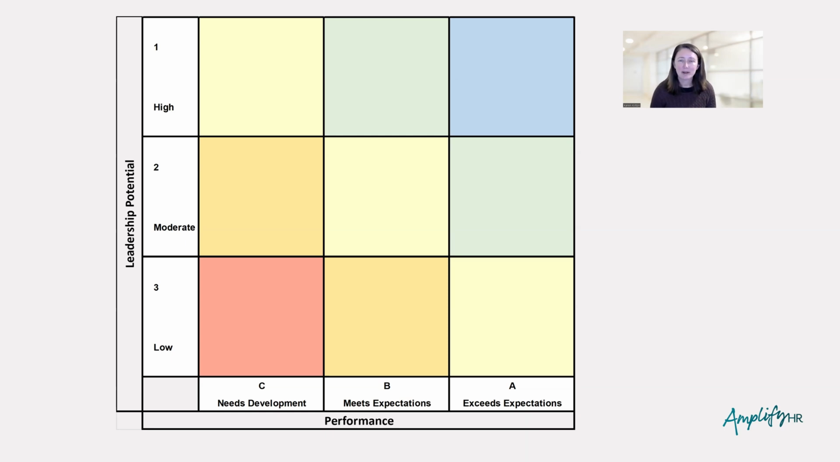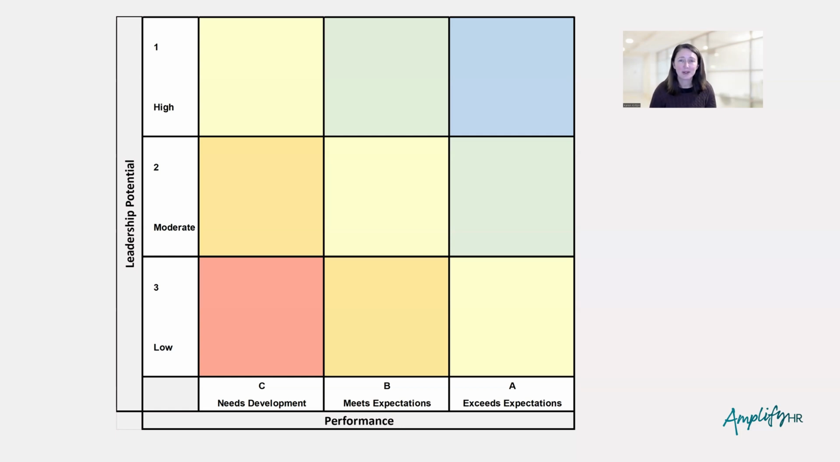The other end of the spectrum is that red box. So are we having performance discussions with that person? Are we really managing this person effectively? There are different strategies for each box of this model. And that's really where the value comes.